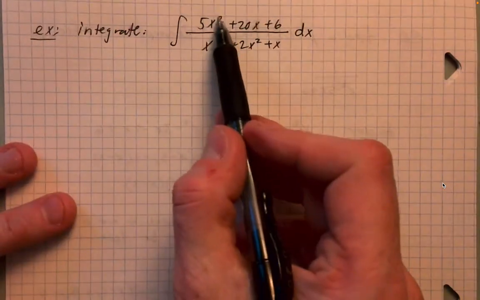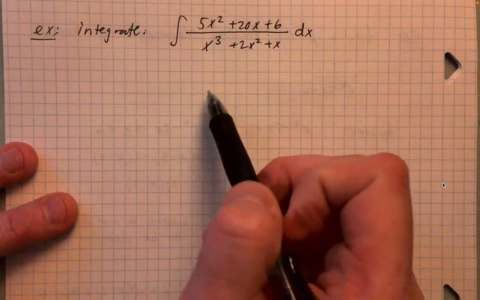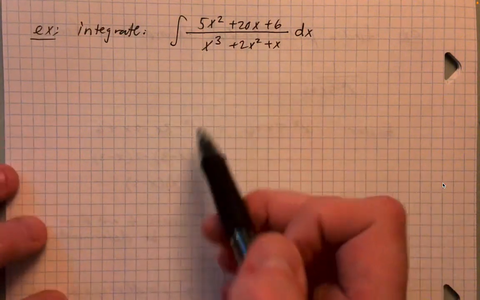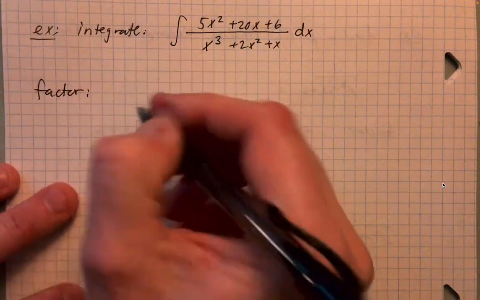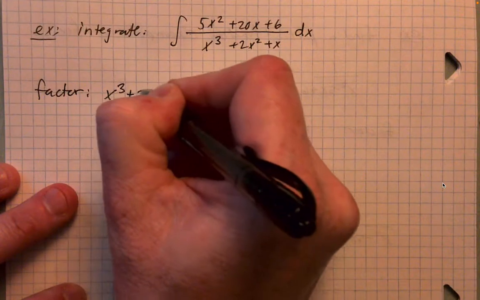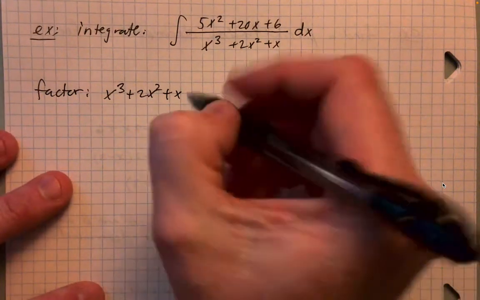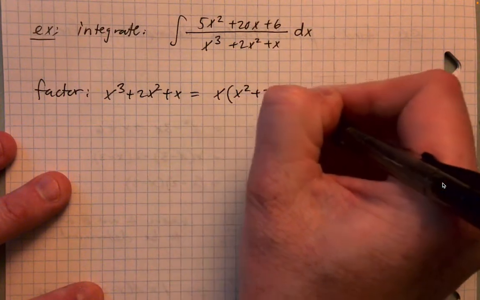We notice here that the degree of the numerator is 2, the degree of the denominator is 3, so there's no division to be done. So the first thing we need to do is deal with this denominator. Let's factor x cubed plus 2x squared plus x. We can pull out an x right away. So we get x times x squared plus 2x plus 1.